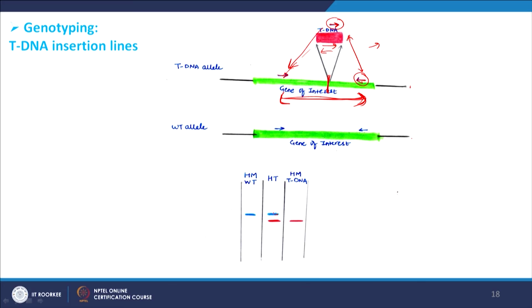So in heterozygous condition you will expect both the bands, but if both the loci are disrupted and you have insertion in both the loci, then this primer will not give amplification, only this primer will give the amplification, and then you are expecting only one band of this smaller size. So this is a way to genotype a particular mutant and to show that actually your mutation is homozygous, wild type or heterozygous for your gene of insertion.